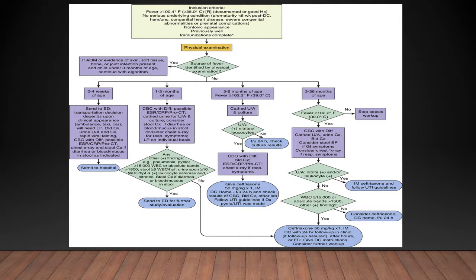In the 3 to 6 months of age group, things get a little more relaxed. You're concerned the fever would need to be a little bit higher for you to need to use this algorithm, and you would follow through with the algorithm as it is there. And we can talk about this more in class, but this is a good guideline to use.